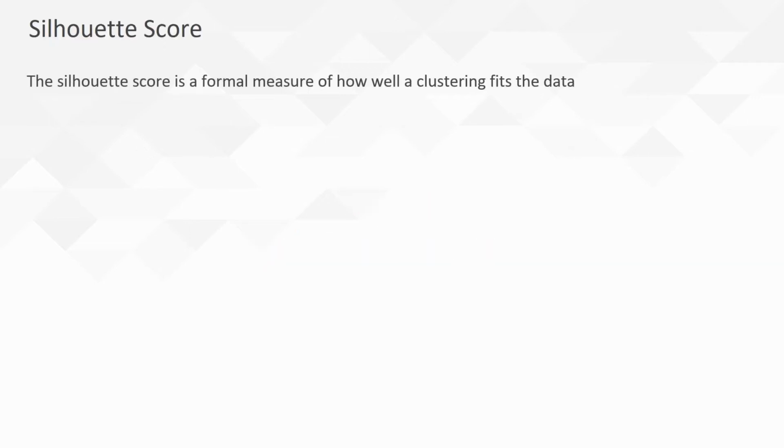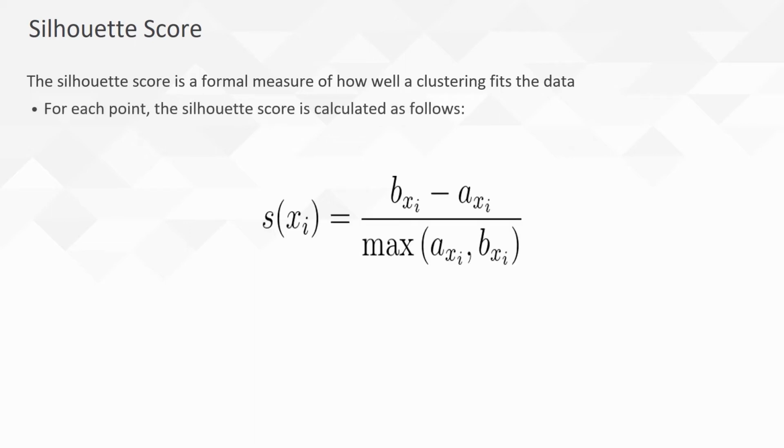The silhouette score is a formal measure of how well a clustering fits the data. For each point, the silhouette score is calculated as follows, and here x_i is a data point, a(x_i) is the average distance between the data point and all other data points in the same cluster, and b(x_i) is the average distance between data point x_i and the next nearest cluster. Let's go ahead and do an exercise to understand this better.